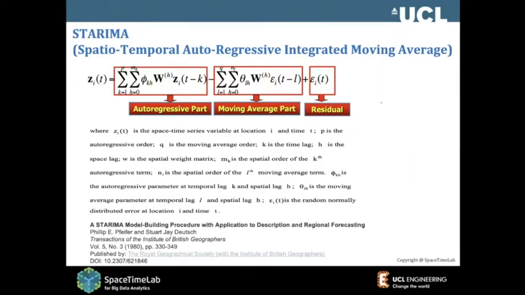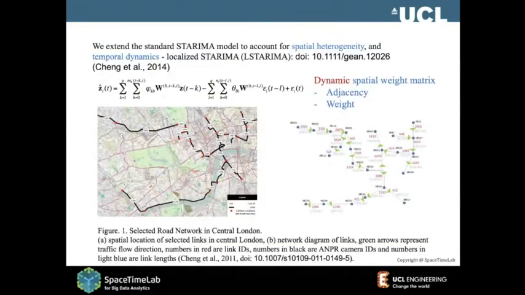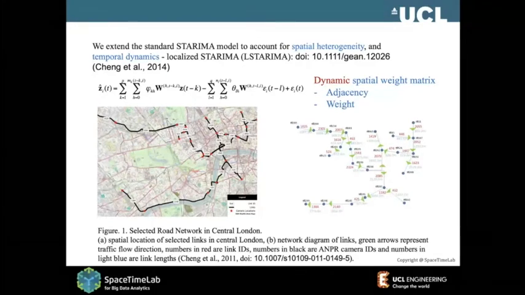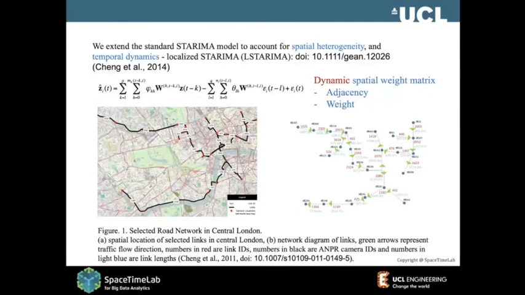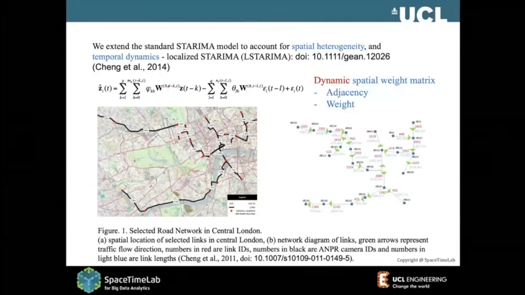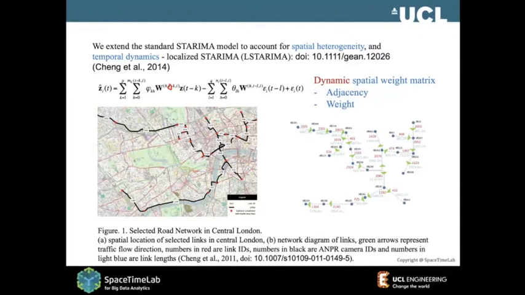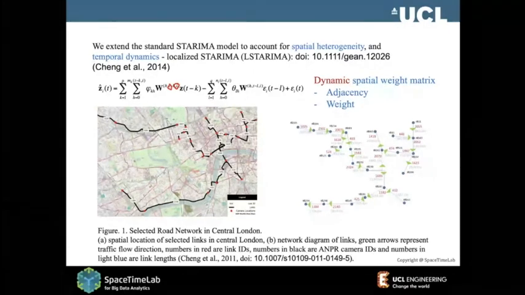So because of this, we extended this standard STARIMA formula into what is called a localized STARIMA. So what is it doing in there? Basically, if you remember, we added one more thing to W, which is the time, here T. And also we add I here, which is the location. So that means this spatial weight matrix is changing with the time and with the location.